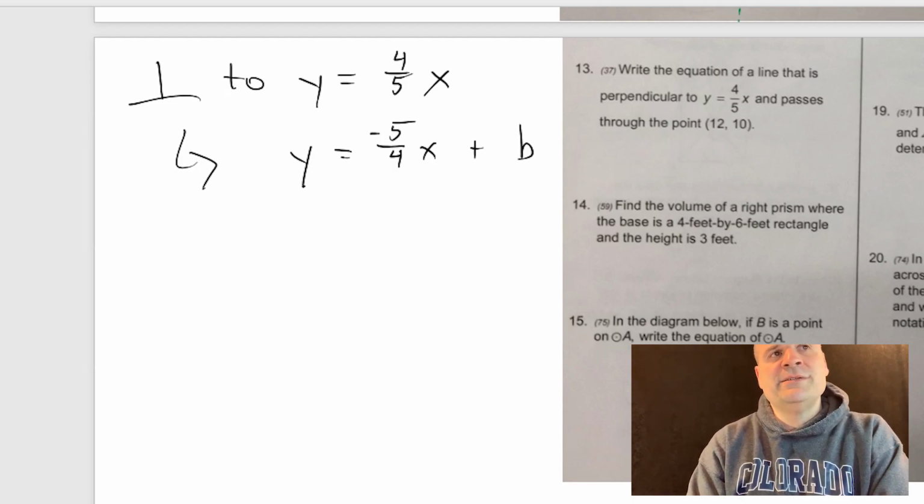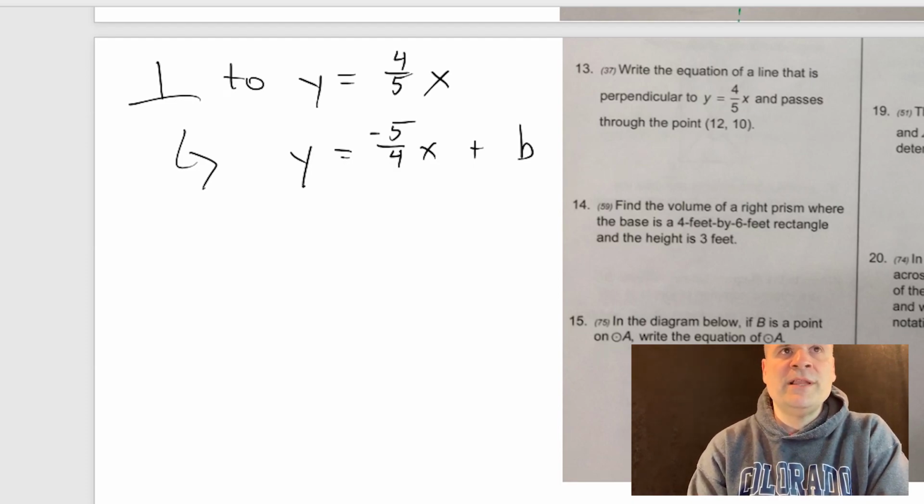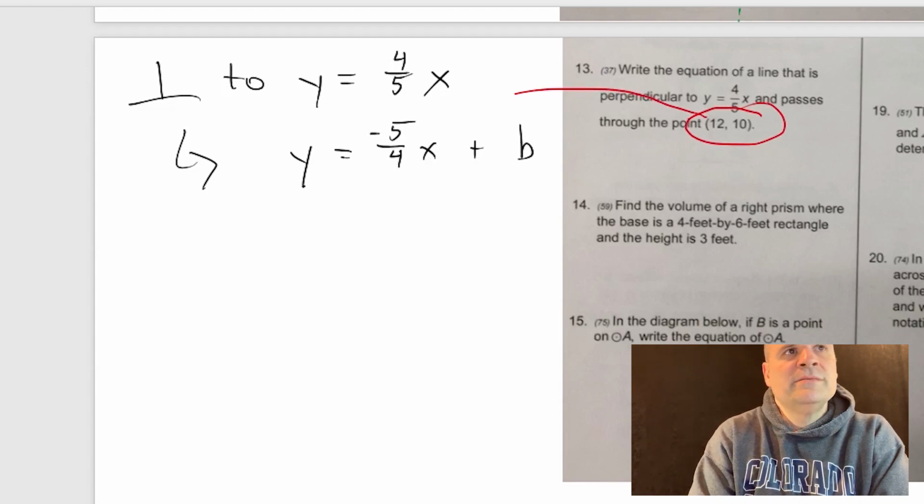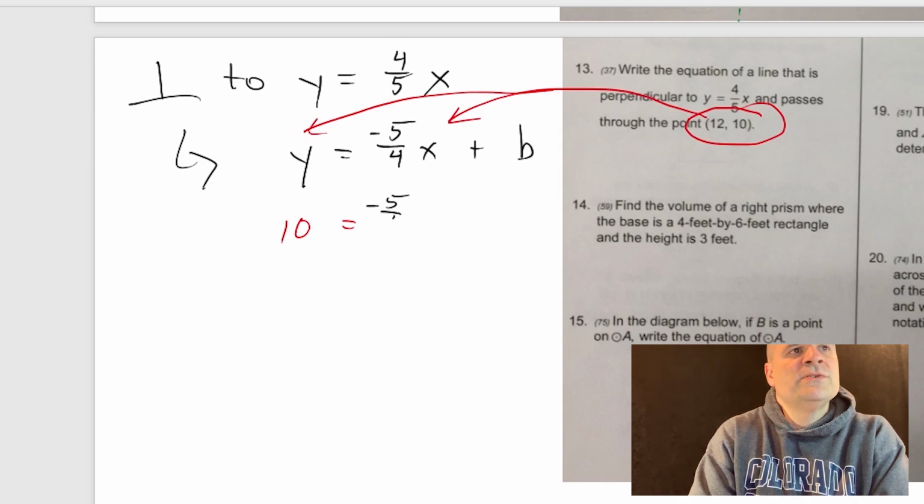Now we need our intercept, our b. So to write an equation, you need the slope and you need the intercept. So what we're gonna do is we're gonna plug in a point, these xy values into here. Okay, so y is 10. So 10 equals negative 5/4 x, which is 12, plus b, and we're gonna solve for b.